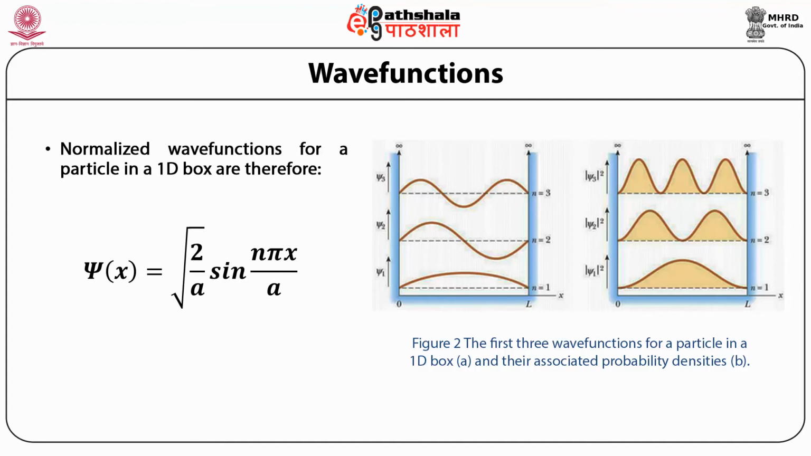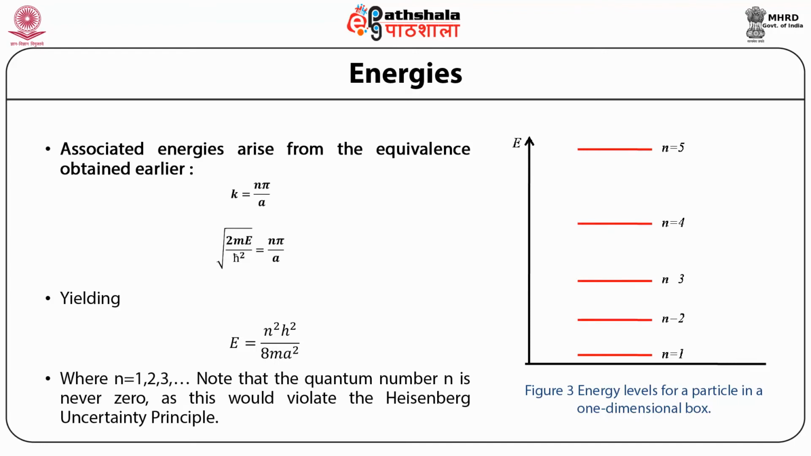This figure shows the first three wave functions along with their probability densities. As you can see over here, we have psi 1 corresponding to n equal to 1 and the probability density is psi 1 squared, psi 2 corresponding to n equal to 2 with probability density psi 2 modulus squared, and psi 3 corresponding to n equal to 3 with probability density psi 3 modulus squared, where n equals 1, 2, 3 and so on.